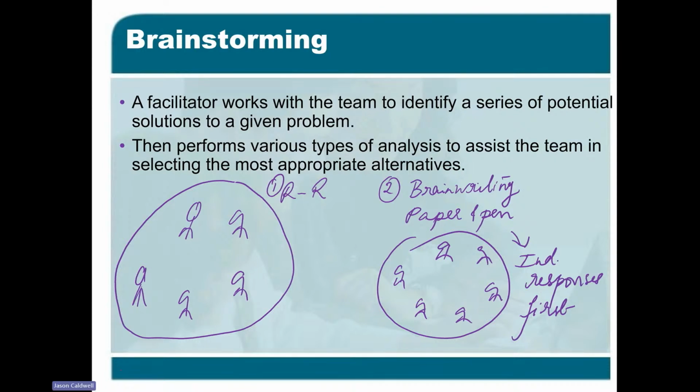So the first one is called round robin, where you collect responses after the group discussion. And the second one is called brain writing, or paper and pen, where you collect individual responses first, before the group discussion. Now tell me logically, what is the difference?